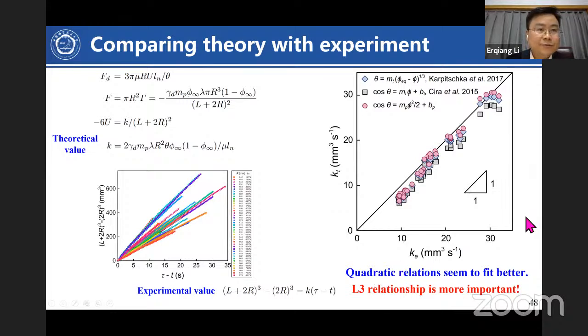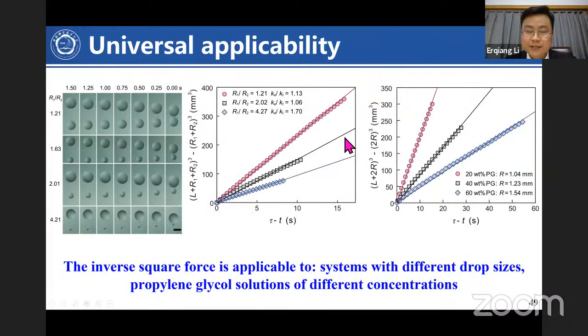Okay, so now we know the force. We want to know how well this force can be applied to different systems, what we call universal applicability. Then we try different systems. We change the size ratio of the two droplets. We see it works pretty well. When we see it works pretty well, that means it changes to a straight line passing through the origin. Then we know the form should be an inverse square force.